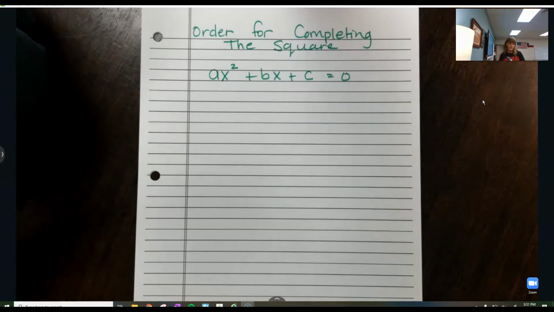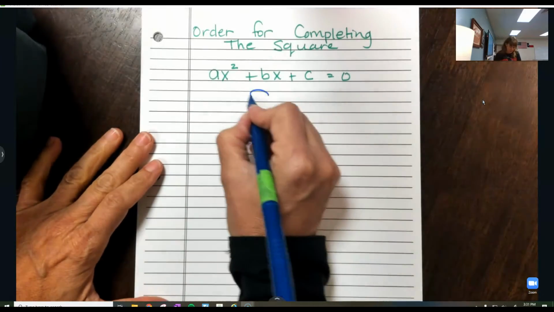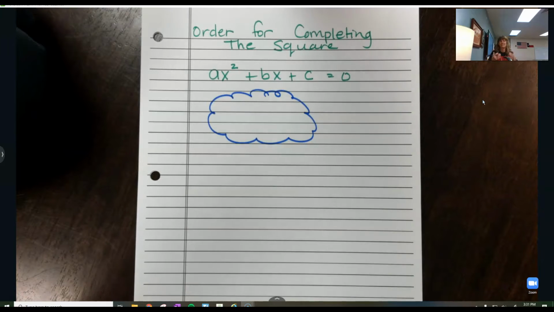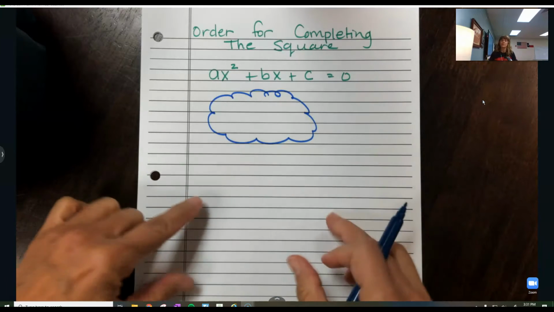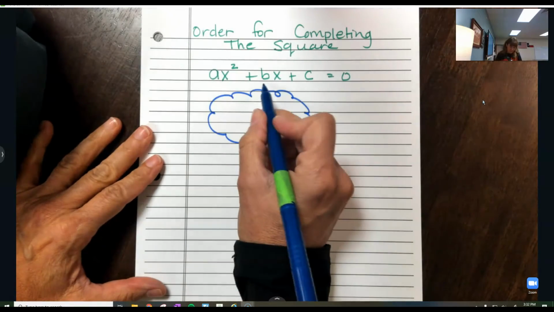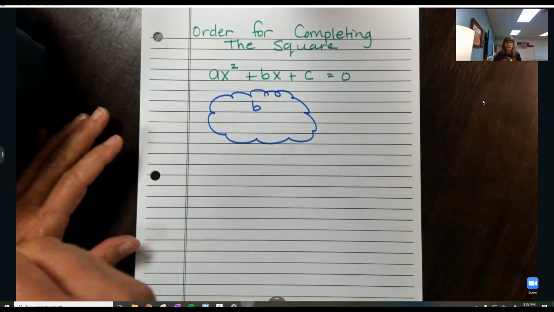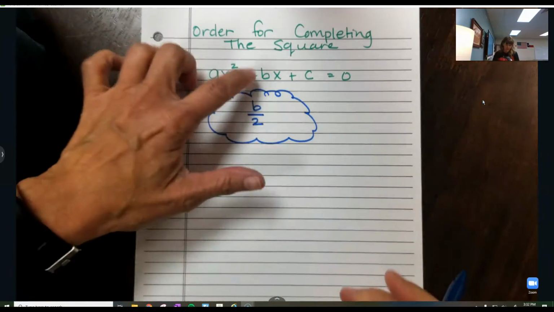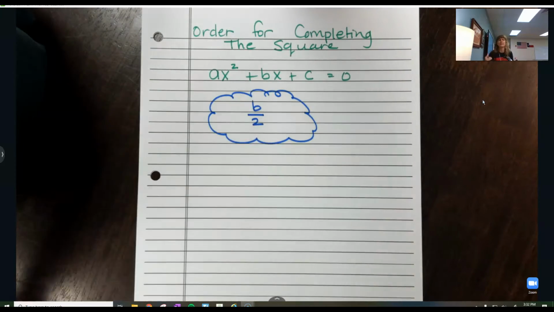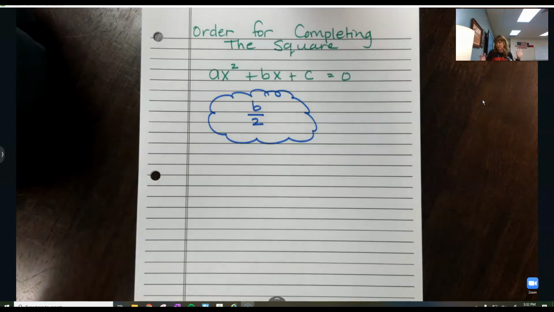So the way that we're going to do that is step 2 is actually like a side step. So I'm going to draw step 2 in a cloud because it's a part of the process, but it's not going to be shown in the actual equation. We're going to take this b value right here and cut it in half. If that was a 6, it would be a 3. If that was a 28, we'd cut it in half and it'd be a 14. If that was a negative 100, we'd get a negative 50.